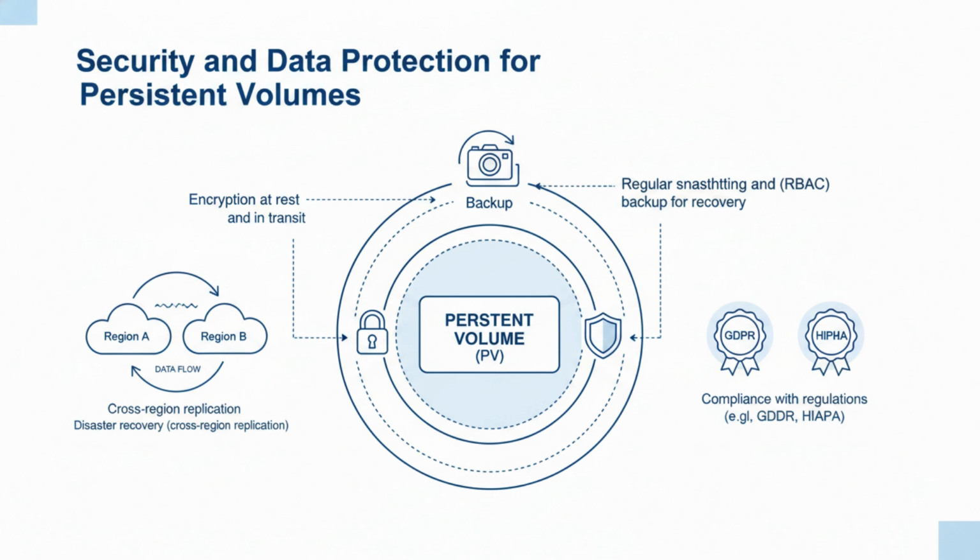For data protection, regular snapshotting and backup are essential, allowing for quick recovery in case of accidental deletion, corruption, or disaster. Disaster recovery strategies, including cross-region replication, provide resilience against major outages. Compliance with industry regulations like GDPR or HIPAA often dictate specific security and data retention policies that intelligent storage systems must enforce. A comprehensive approach safeguards your most valuable asset, your data.